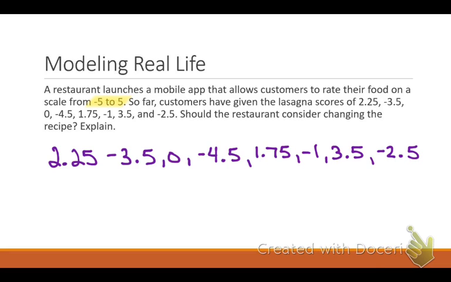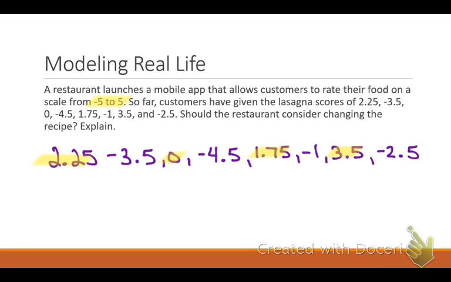Okay, so here's what you need to do. Commutative property is so important when you're finding the mean. It's so important. You want to pick out your positive numbers and your negative numbers and group them together. So 2.25 is positive. 0, I'd say, is really indifferent. That's not going to matter. 1.75 and 3.5. And I'm going to add all my positives together.